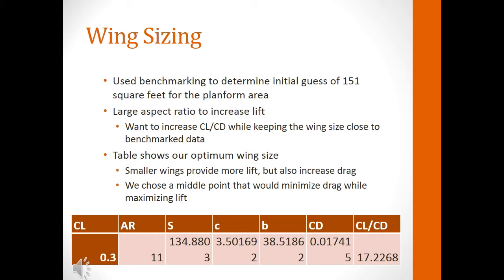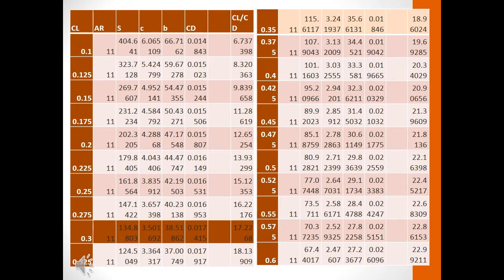Smaller wings provide more lift but also increase drag. We decided to choose a middle point that would minimize drag while maximizing lift. This chart shows the change in various parameters as we increase the lift coefficient.